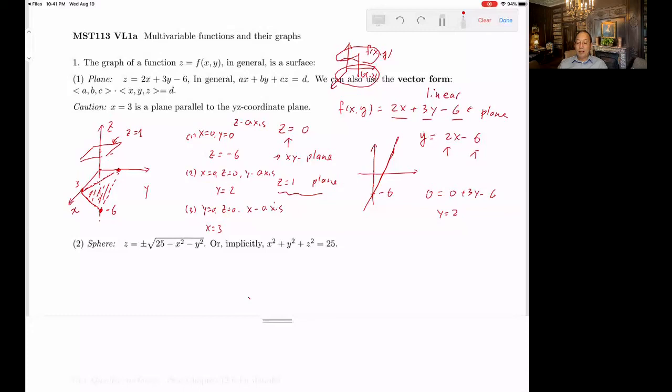So let's stop over here. In our next example, we're going to show maybe 2 more examples of how to sketch the graph of not just a plane, but some familiar shapes of simple functions.